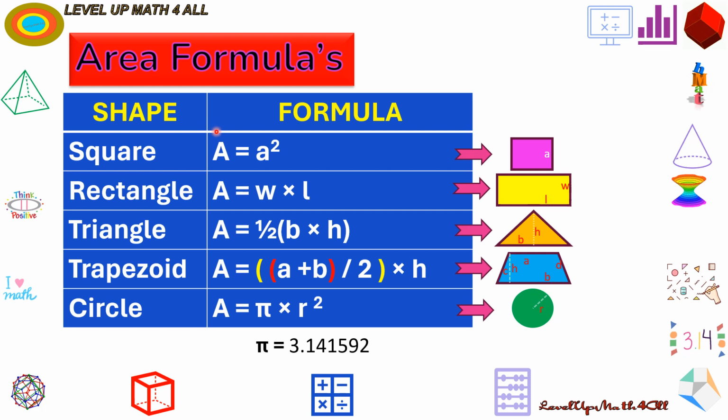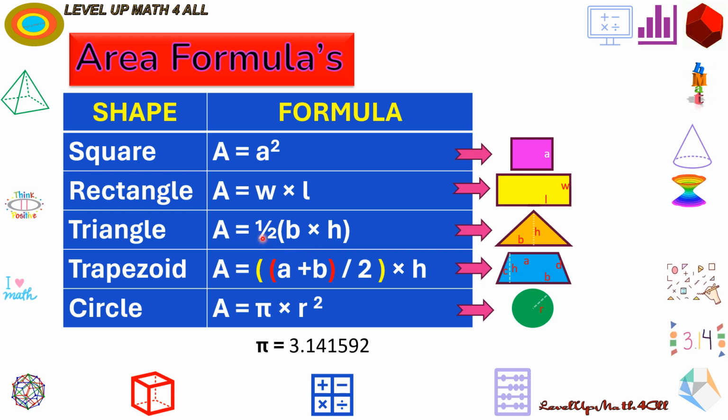So the area is represented with the capital letter A. For the square, the formula to find the area of a square is a squared. Small a is nothing but a side of the square. When it comes to the rectangle, it is width times length, that's it, W times L. The width is the smaller side of the rectangle, and the length is the longer side of the rectangle.